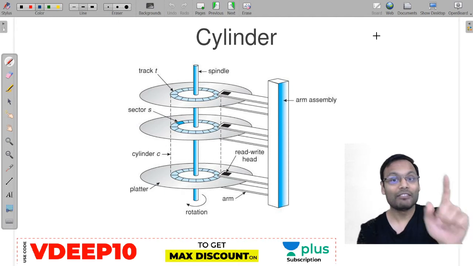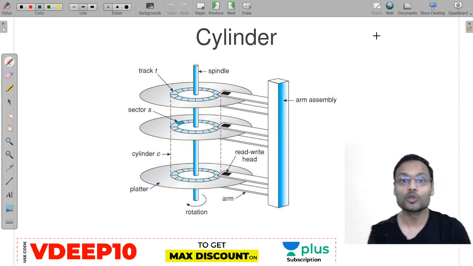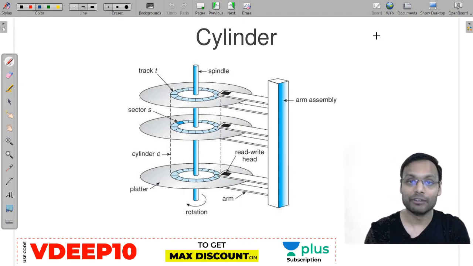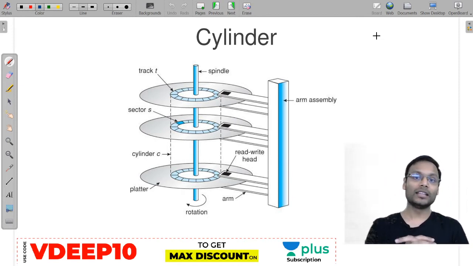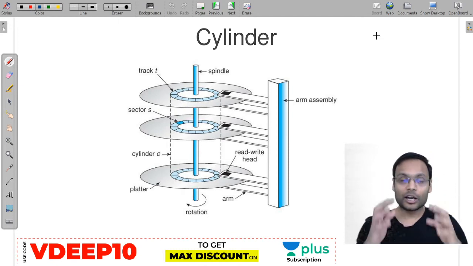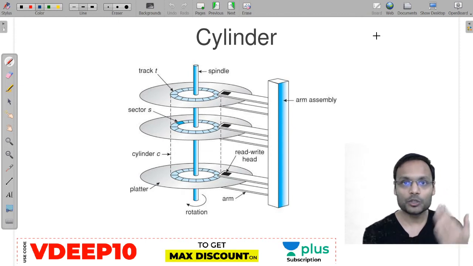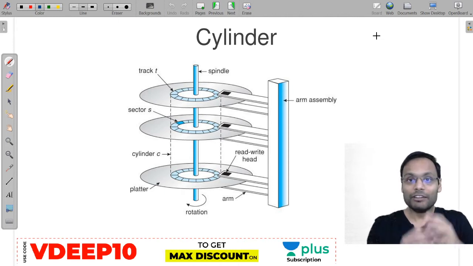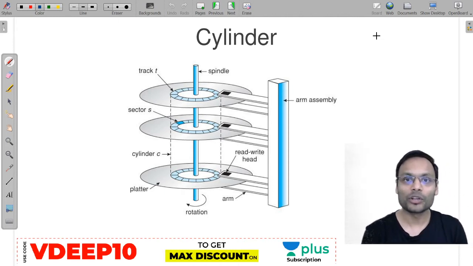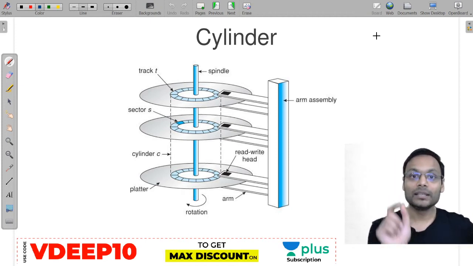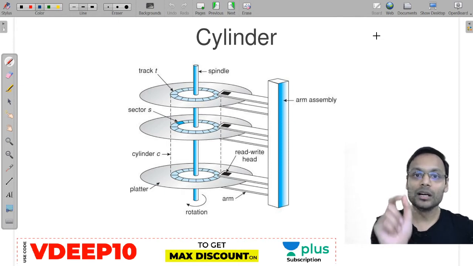But before I explain this cylinder, I want to talk about why this cylinder term has been given and why it is so important in disk access. What is the definition of computer organization? Computer organization says that we need to implement such policies, and implement the architecture of the computer in such a way, that we can improve the performance. And this cylinder term is exactly complementing the same thing, that we want to improve the performance.